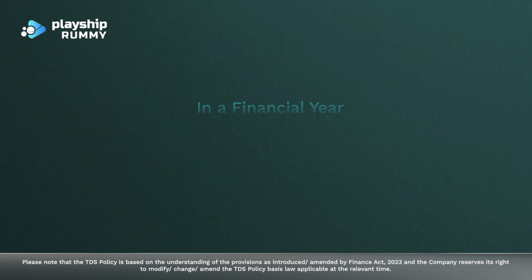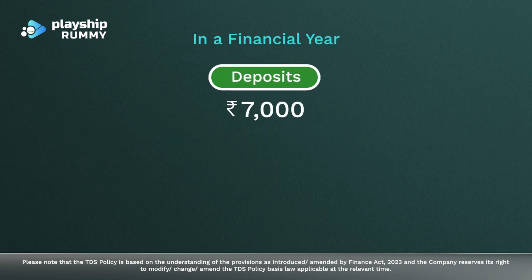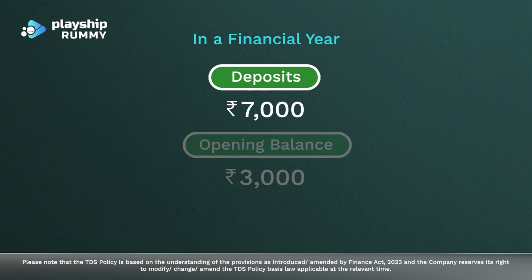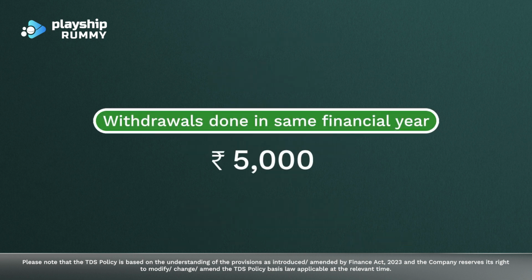Scenario 3. If your net winnings, including the withdrawal amount, is more than 0, then 30% TDS will be deducted on the net winnings at the time of withdrawal. Let's understand this with an easy example. Assume that in a financial year, you have deposited a total of Rs 7,000 and also you had an opening balance of Rs 3,000 at the start of this financial year. So now your total deposit stands at Rs 10,000, that is Rs 3,000 plus Rs 7,000. And in the same financial year, you have done a withdrawal of Rs 5,000.